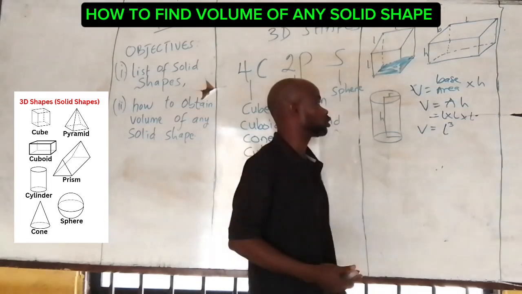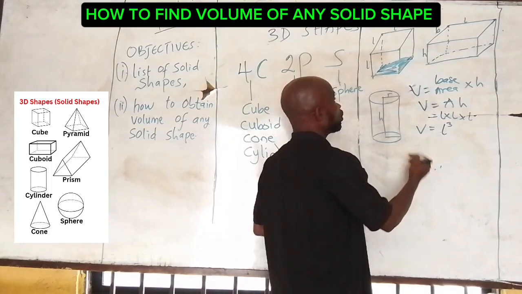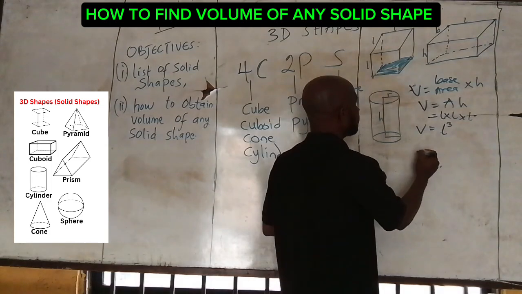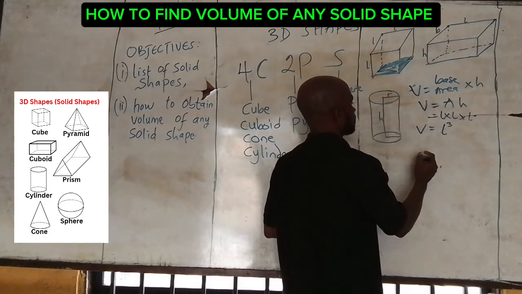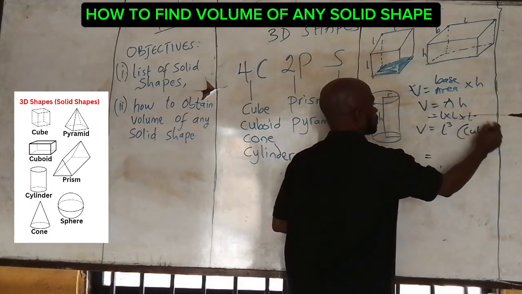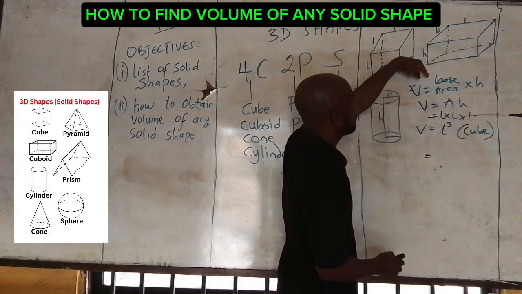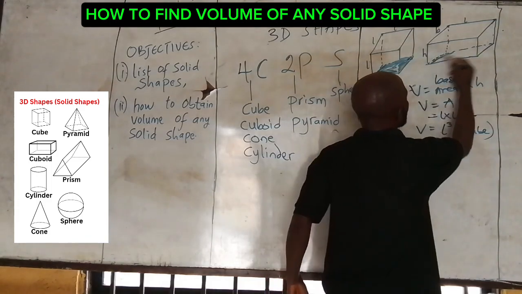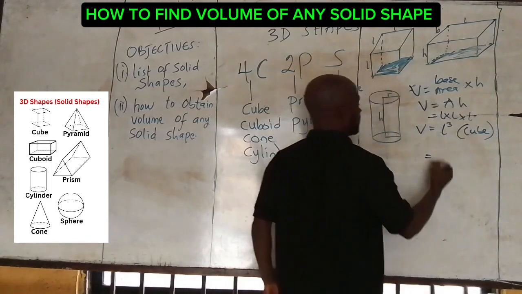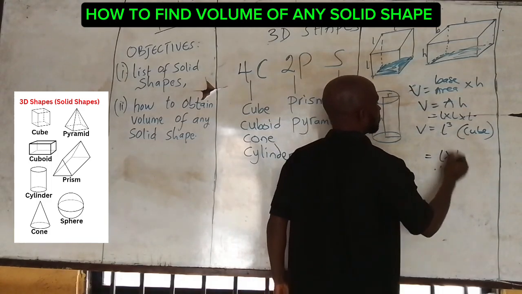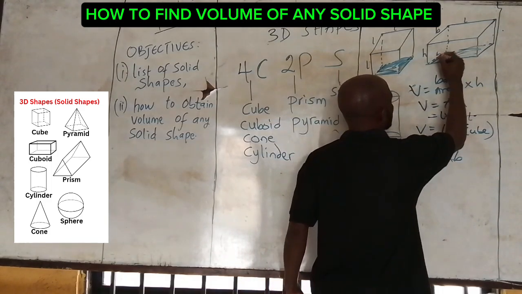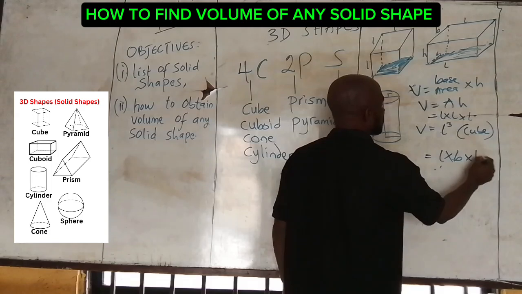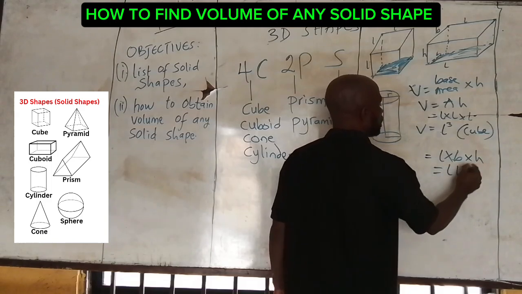Now let's look at the cuboid too. For the cuboid, you also say, okay, the base area times height. So if you look at the base, the area of the base here is length times breadth, because this is the length and this is the breadth, then times height. At the end of the day, you have L times B times H.